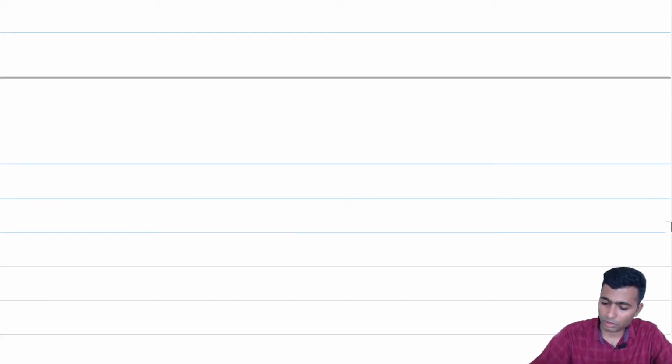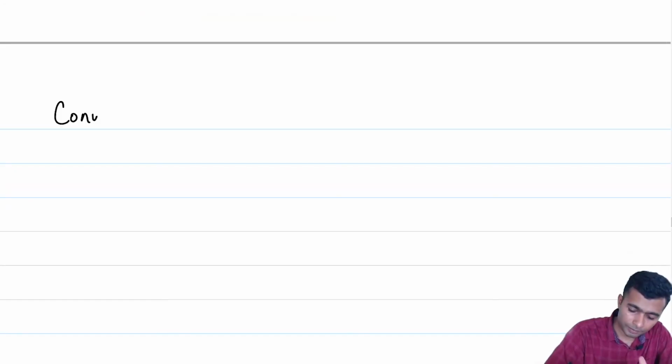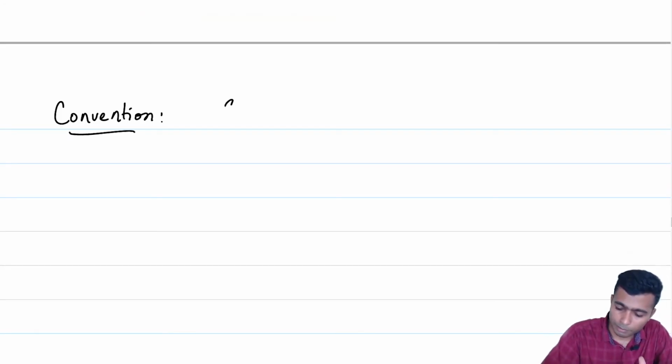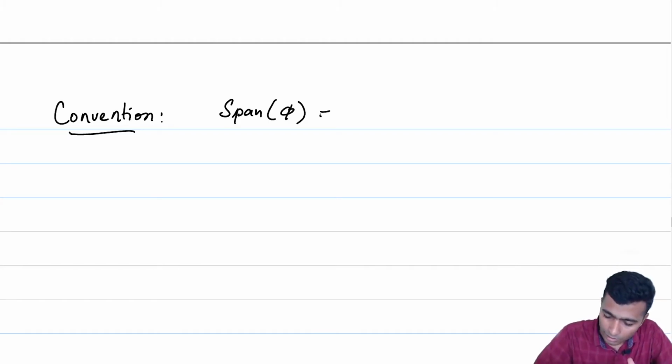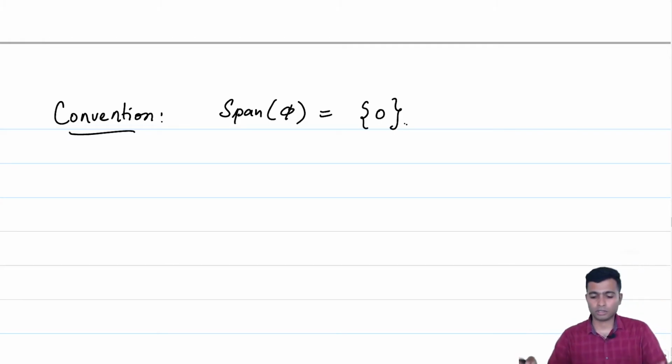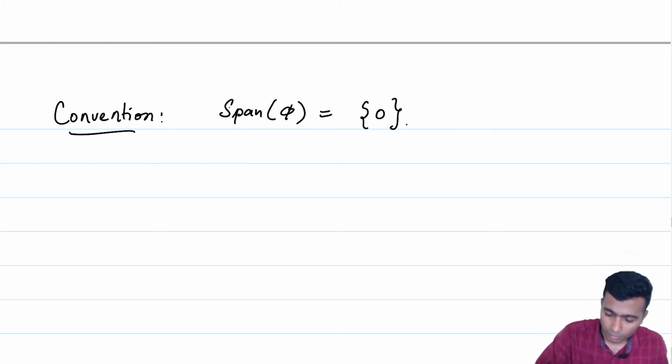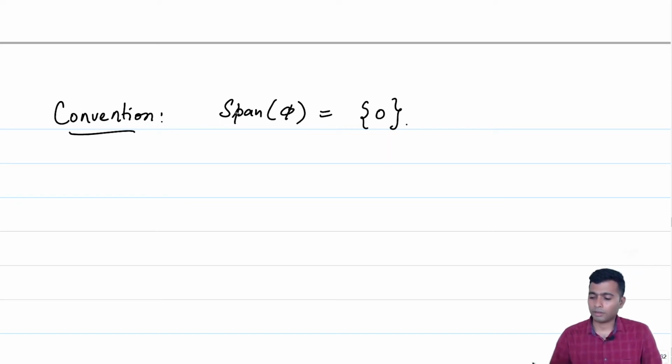Alright, so let me introduce a convention here. Span of the empty set. So in particular, the empty set is a subset of V, so we could ask what is the span of the empty set. By convention, this is the zero subspace. So this is taken as a convention or an axiom, and let's now prove some results about the span.